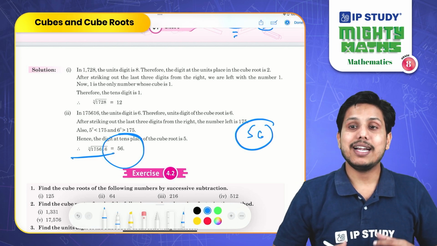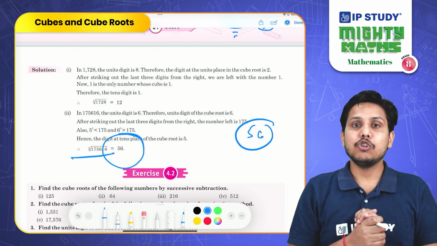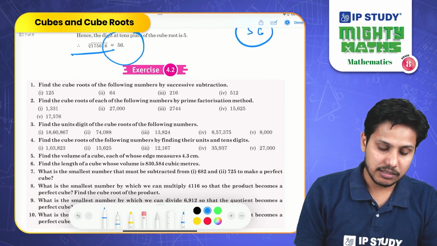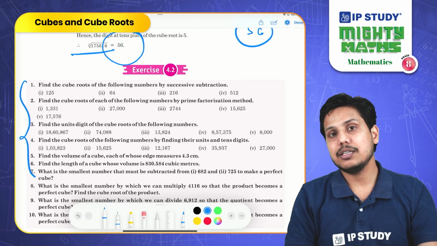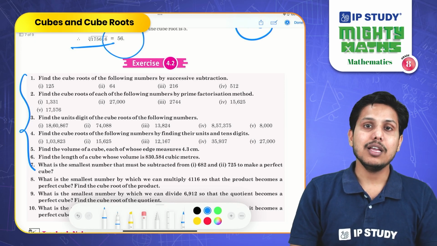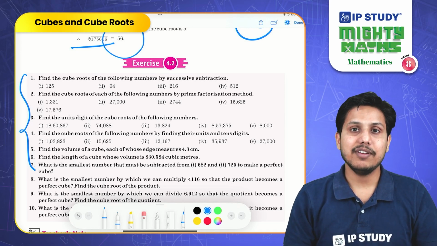This is quite an easy method to find the cube root of a given number if it is a perfect cube. Now students, there are some questions that you can go through in this exercise, and this is all from this chapter. I hope you understood the chapter very well.